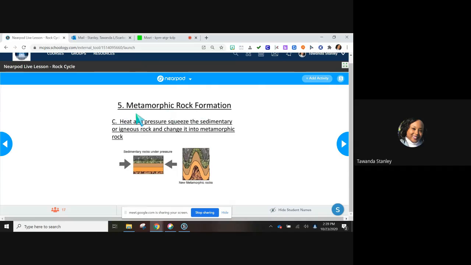How is a metamorphic rock formed? A metamorphic rock is formed with heat and pressure. Heat and pressure squeeze the sedimentary or igneous rock, and then it changes to a metamorphic rock. So again, heat plus pressure and a sedimentary or igneous rock. It could be either one of those rocks, and it's going to change into a metamorphic rock.